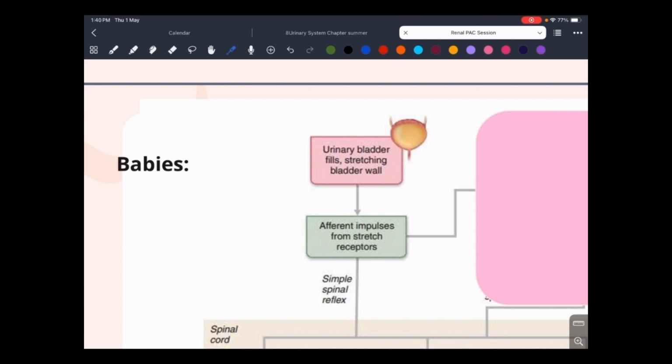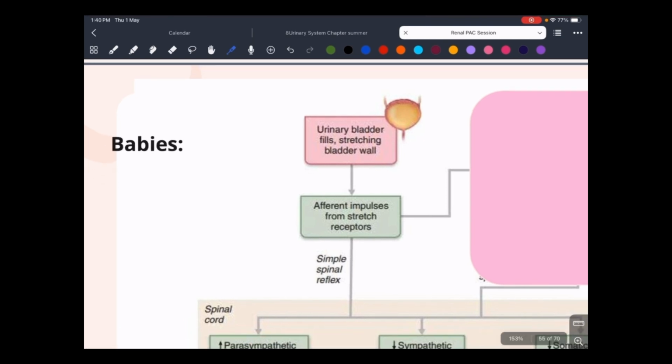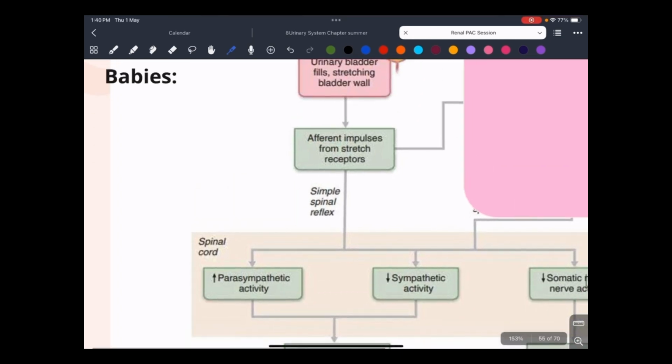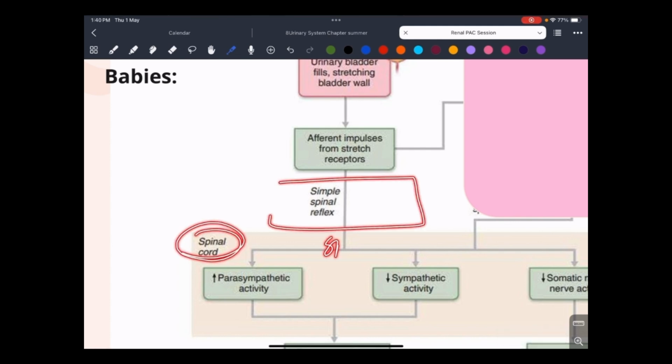As it fills with urine, it starts to stretch. This stretching is a stimulus. For what? Of course, this means the bladder is filling with urine. But what does it have to do? It tells the spine. Afferent impulses from these stretch receptors go to the spinal cord. And this is called the simple spinal reflex.